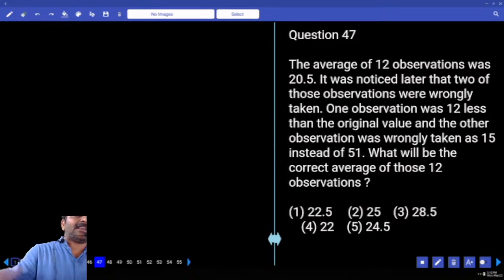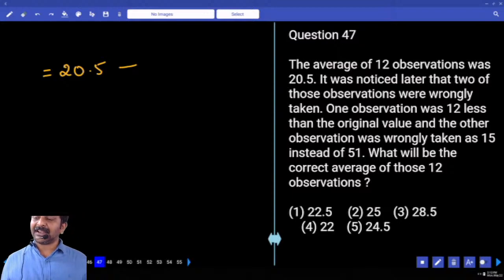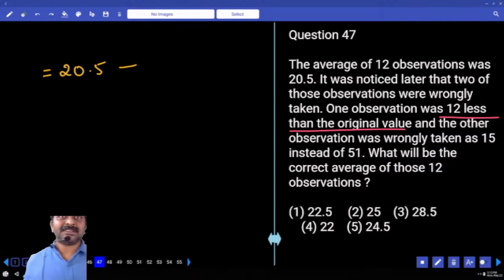See, if you were asked to calculate the correct average, then to the existing average 20.5 we need to make changes. Changes in the sense, if required, we need to add something, otherwise we need to subtract something. Correct? In how many observations did the mistake happen? 2. In the first one, it was taken 12 less than the original marks. That means to make it correct, do we have to add or subtract? Just remember, we need to add 12 marks. What happened in the second case?